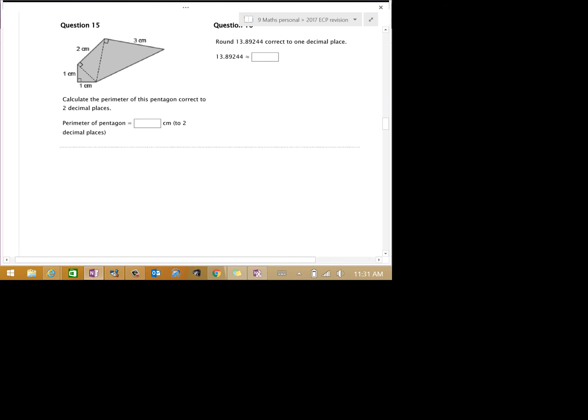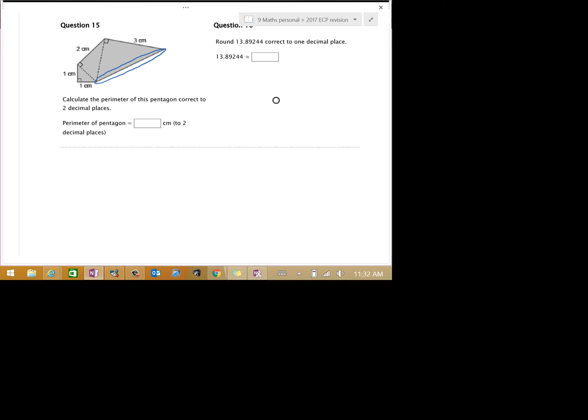The trick to this one was that in order to find the perimeter, we need to find this side length here. Now, the only way we could do this side length is if we actually worked out this side length here, and then this side length here, and these are all right-angled triangles. So we actually have to apply Pythagoras' theorem once, twice, 3 times.